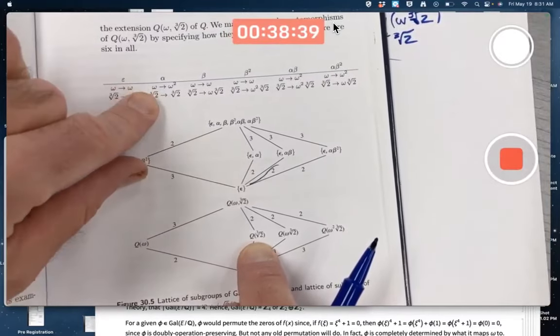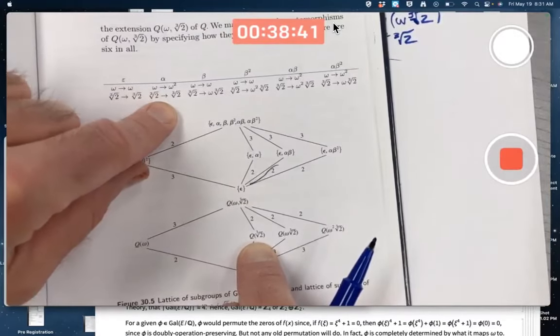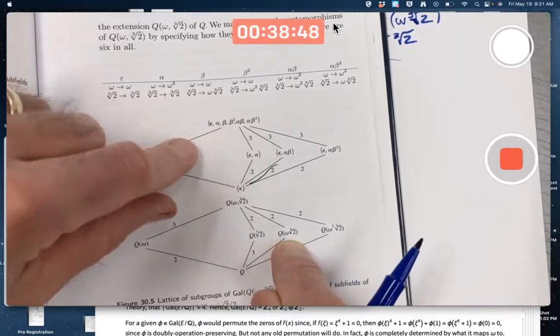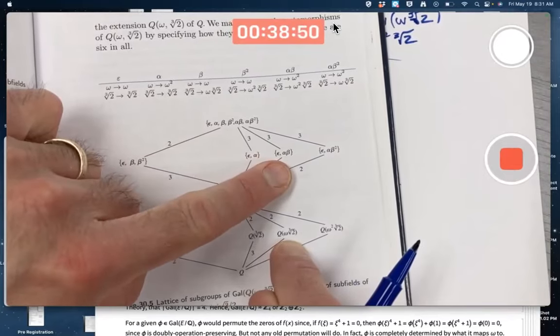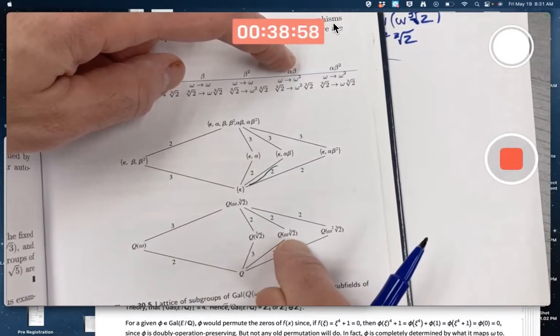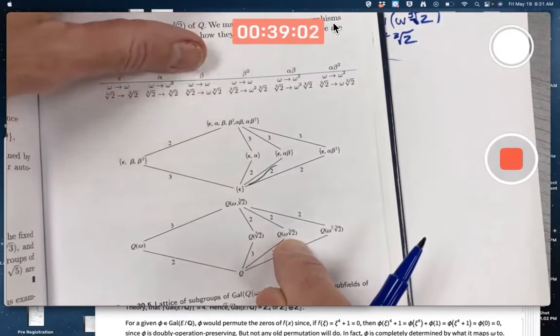What does alpha do? It does not fix omega or omega squared. It fixes cube root of 2. This thing is evidently the fixed field of that. Look at alpha beta. It doesn't fix omega individually. It also doesn't fix cube root of 2 individually, but this seems to be claiming it fixes the product omega times cube root of 2. Let's check that.